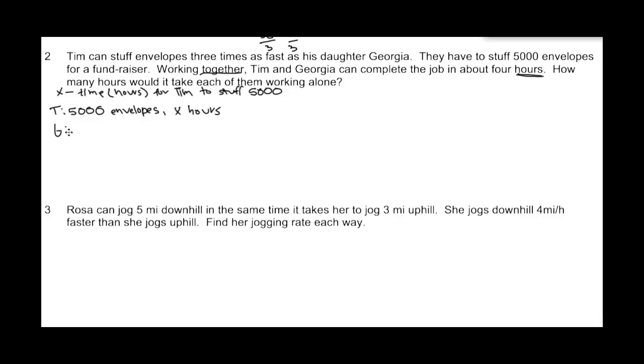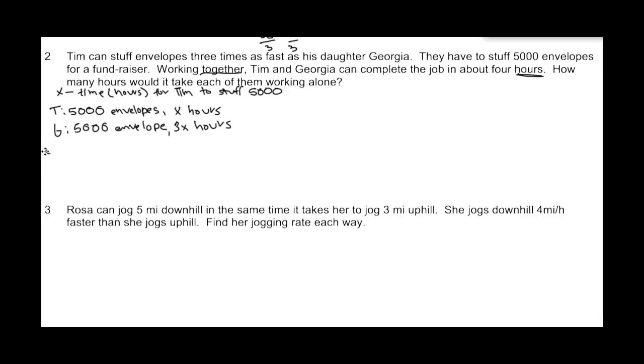How about Georgia? Well, she'll have to do the same task, 5,000 envelopes, but with the time, he says Tim can stuff envelopes 3 times as fast as his daughter Georgia. Now that could also be said that Georgia will take 3 times as long. And so Georgia we're going to represent with 3x hours. Now before we go on, let's make sure that this makes sense. Let's say that it takes Tim 5 hours to stuff 5,000 envelopes. Now for him to be faster than Georgia, we'd expect Georgia's number to be bigger. And yep, we would do 3 times 5, she would take 15 hours. That makes sense. Okay, we're good to go on.